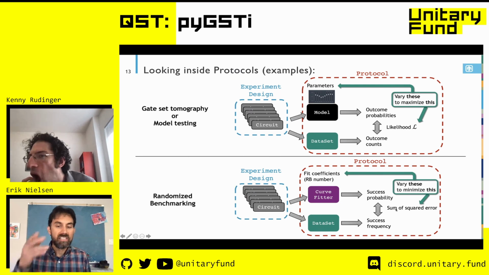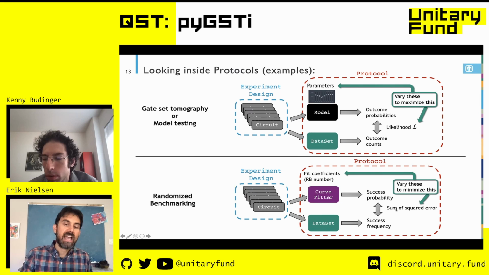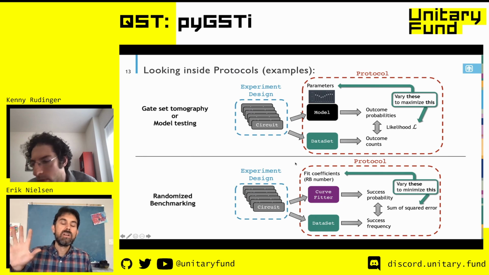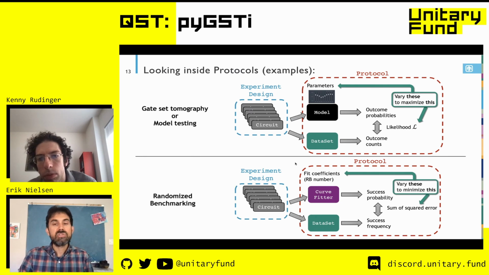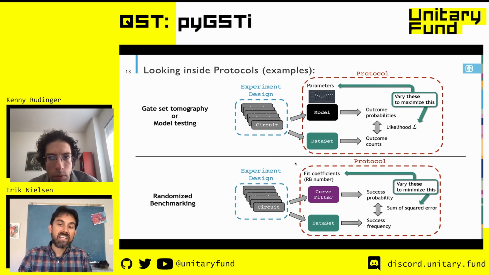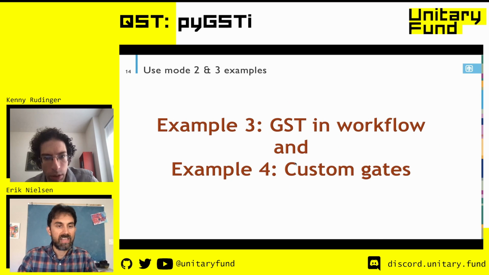That's essentially what the exponential fitter is doing, and we get an RB number out of that. So we'll pay attention to this as we go through an example or two showing the next 2 use modes. So that's incorporating it into a workflow and also customizing a protocol within pyGSTi. So I'll hand it back over to Kenny for that.